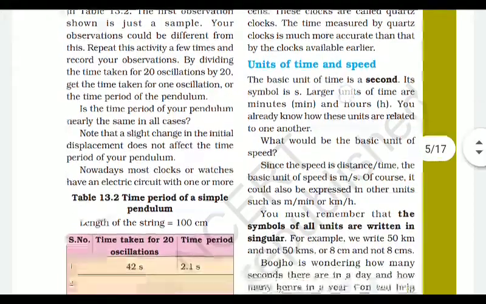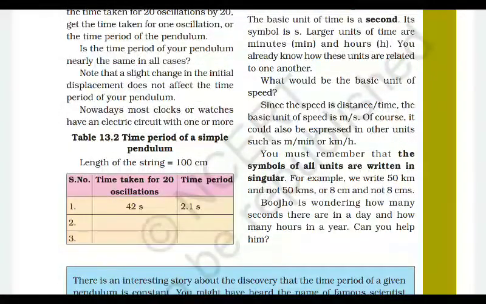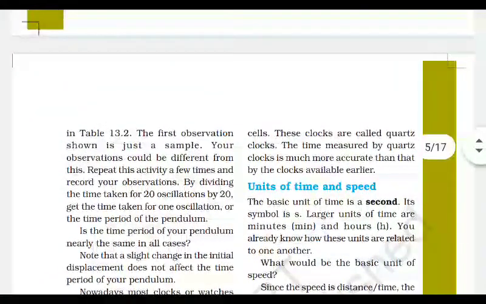Nowadays, most clocks or watches have an electric circuit with one or more cells. These clocks are called quartz clocks. The time measured by a quartz clock is much more accurate than that by clocks available earlier.